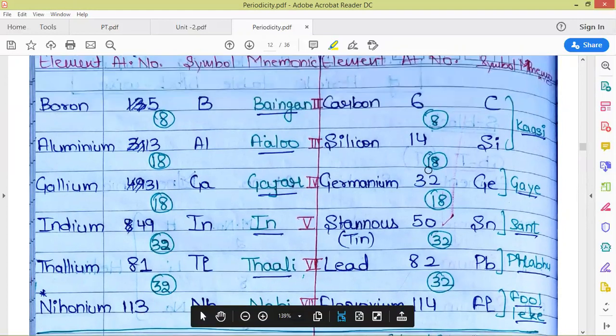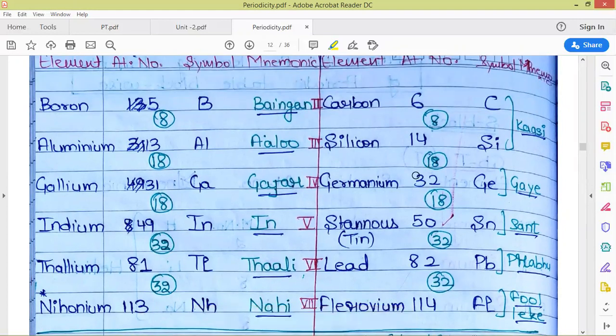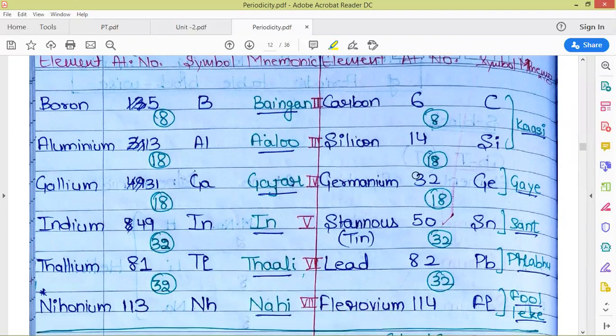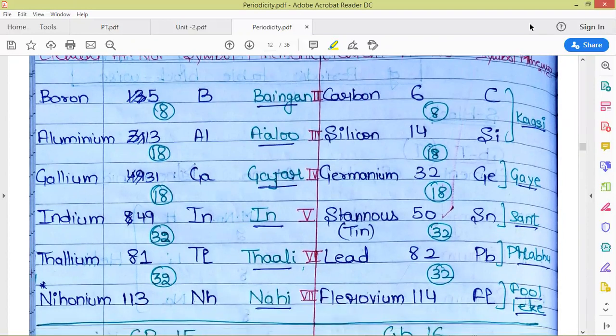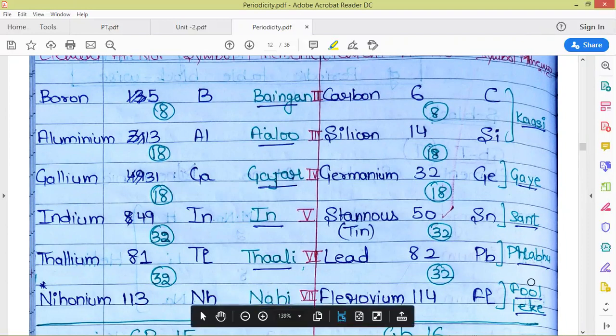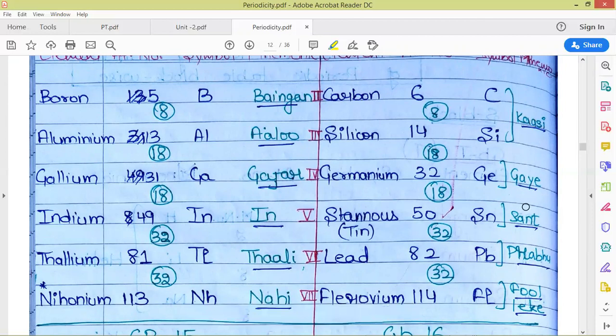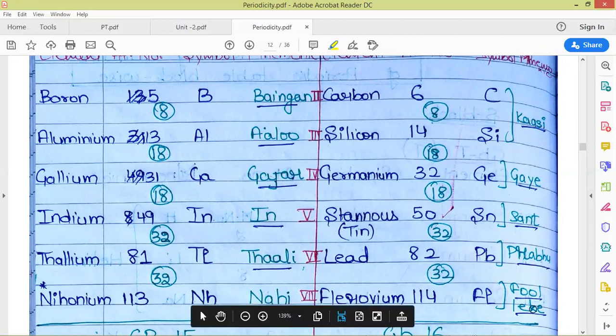Now we shift to group 14. Group 14 is the carbon family, as the first element is carbon. This is the religious group. I call it the religious group because we are talking about some religious person, some Sant Prabhu. It can be memorized as Kasi, that means Kashi, Gaye, Sant, Prabhu, Phool Leke. The last element is flerovium. This is the recently discovered element.